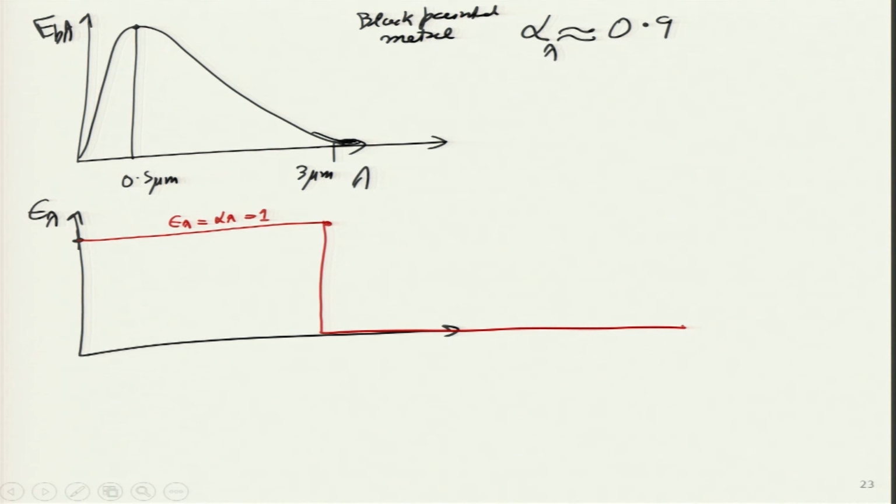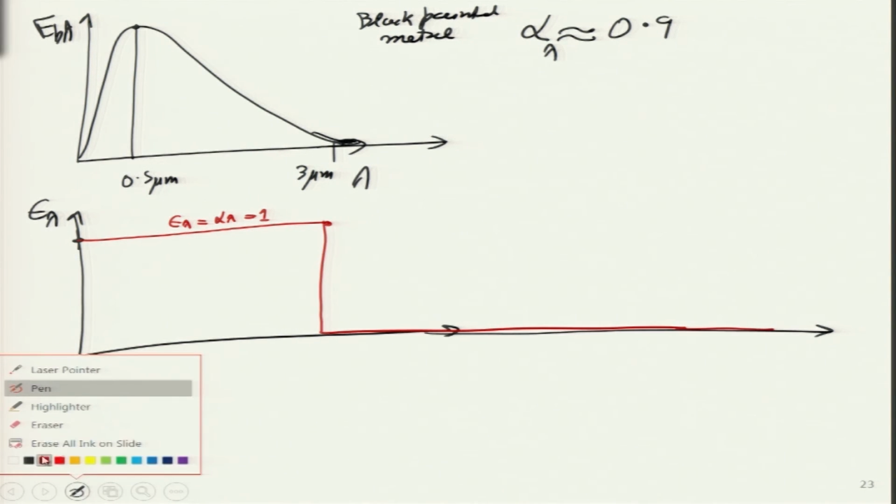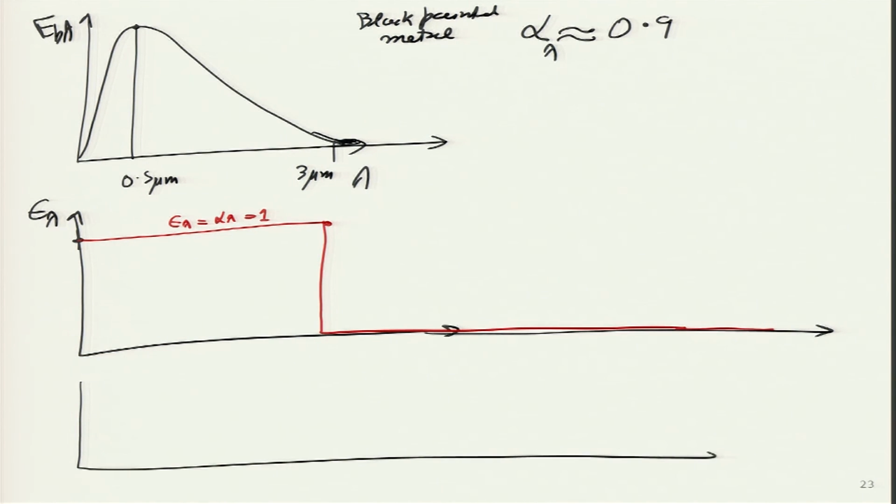And what is the answer for that? Why do I not want it to be 1 throughout? Why is the black body not the best solar collector? The answer may come if I draw the emission spectrum of the solar collector. So, this was for the sun, now I am drawing it for the solar collector.